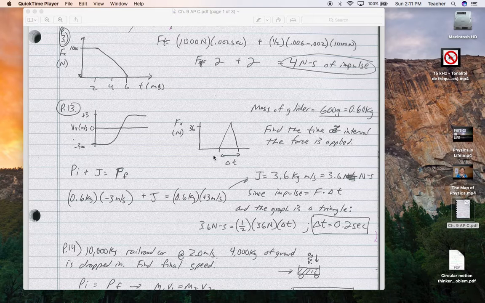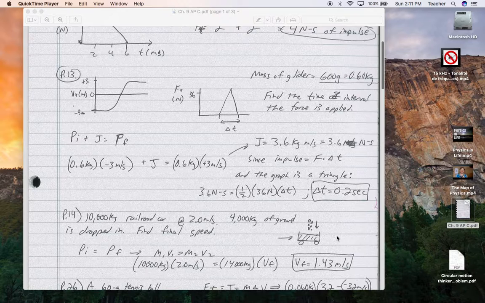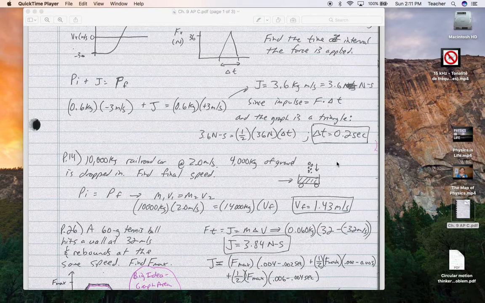You're given that the peak force of the graph is 36. Since this is a triangle, you can recognize that the area of the triangle is 1/2 the base, which is the delta t we're trying to find, times the height. So we now have our impulse equals 1/2 height times this base, which is the time interval, and that gets me 0.2 seconds.